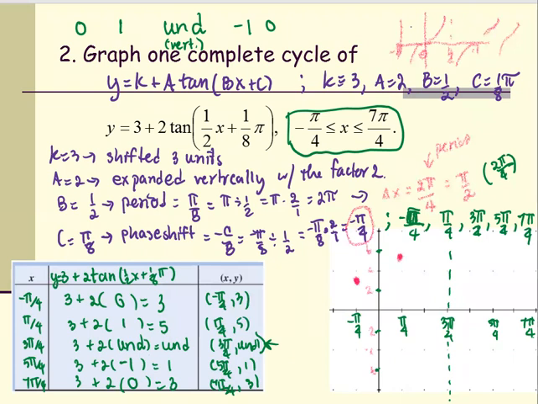At 3π/4, the graph is undefined. At 5π/4, the value is 1. At 7π/4, the value is 3. So the graph in one cycle of this function will look like this.